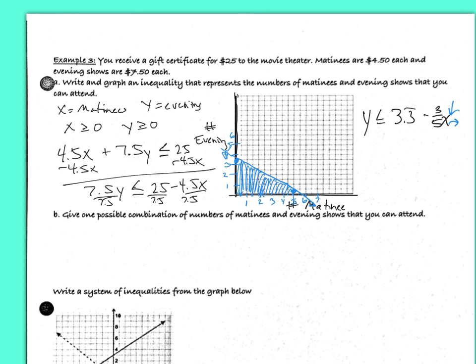Give one possible combination of matinees and evenings. Now again, up to you. I would pick a number right in the middle, like this one, 2, 2. Or you could pick 3, 1. You could pick a number right on the line, but it's hard to read the line, so be careful living on the edge of that line, like 1, 3, definitely inside there, but 1, 4 is not. So any of those would work, so I'm going to go with 2 matinees and 2 evenings.